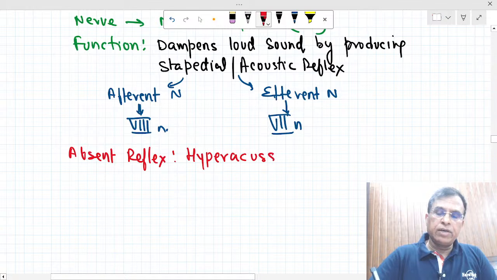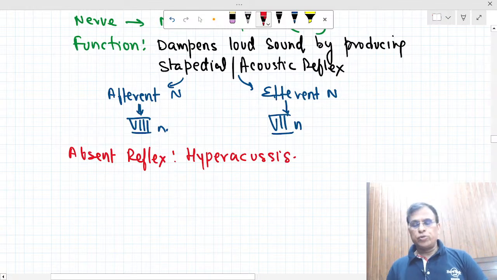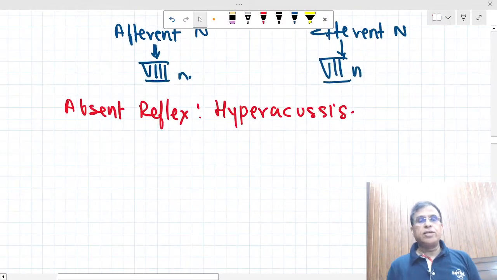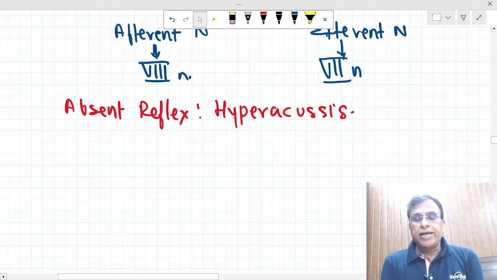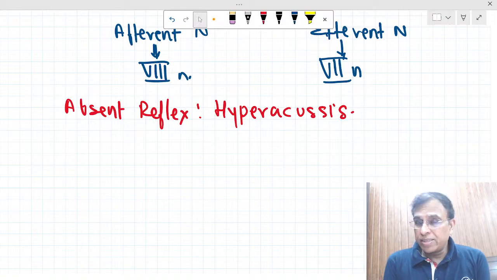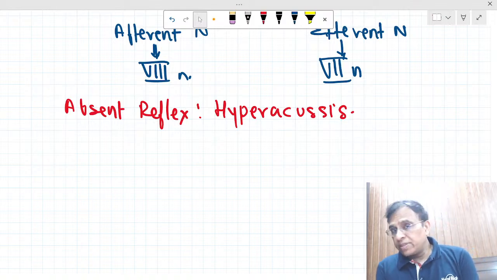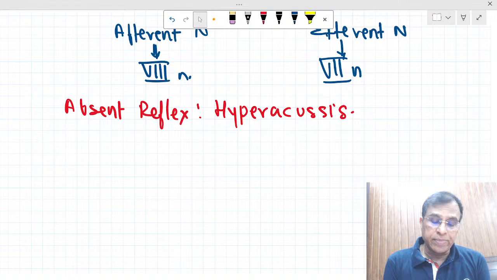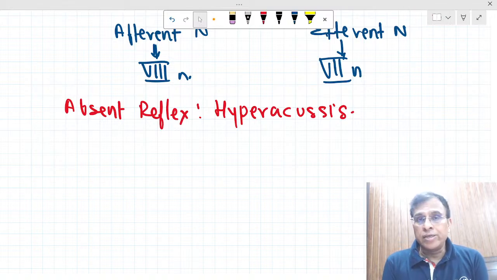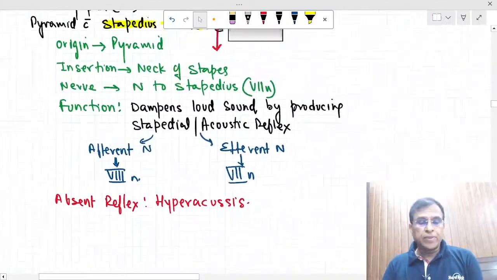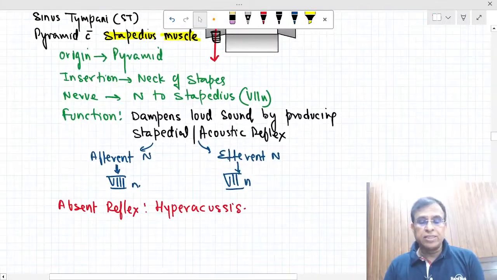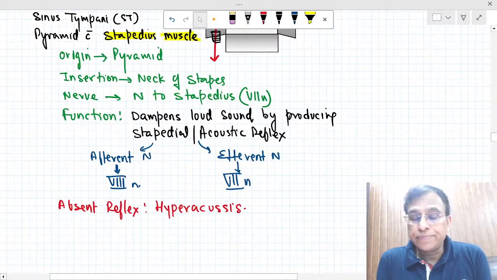So remember the meaning of this word hyperacusis. Hyperacusis is a term used where the stapedial reflex is absent, and it means either the stapedius muscle is damaged, or the 7th nerve is damaged, or the 8th nerve is damaged, and this patient's cochlea is at risk now. If there is a loud sound, the cochlea will have no protection now, right? So these are the points about the stapedius muscle and the stapedial reflex that you have to remember.